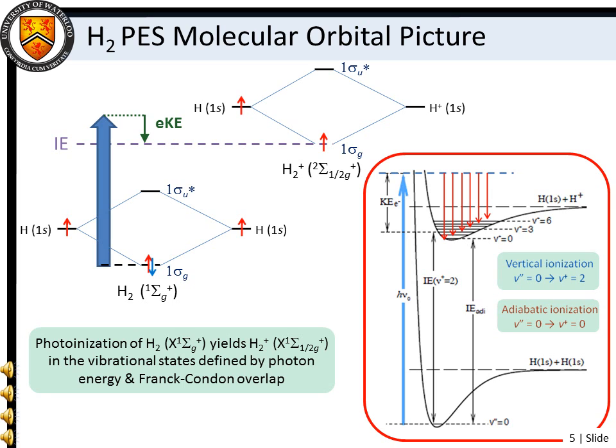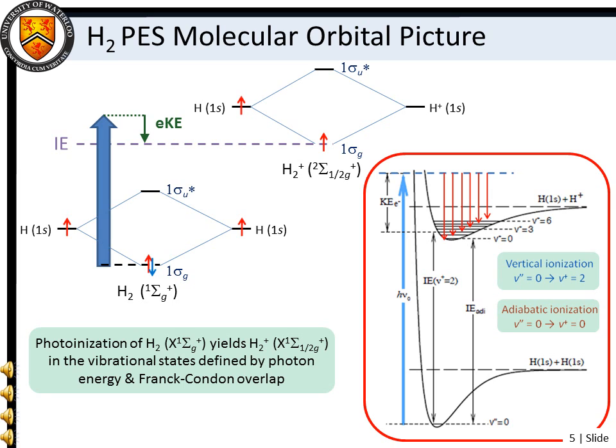Now we will define two different ionization energies, the adiabatic ionization energy and the vertical ionization energy. The adiabatic ionization energy is defined as the energy difference between the v equals 0 levels of the neutral molecule and the ion.